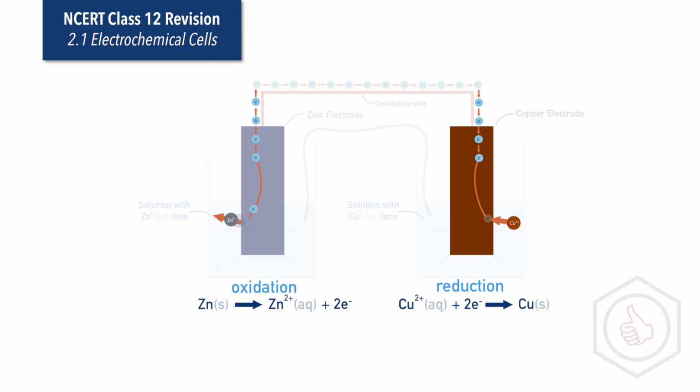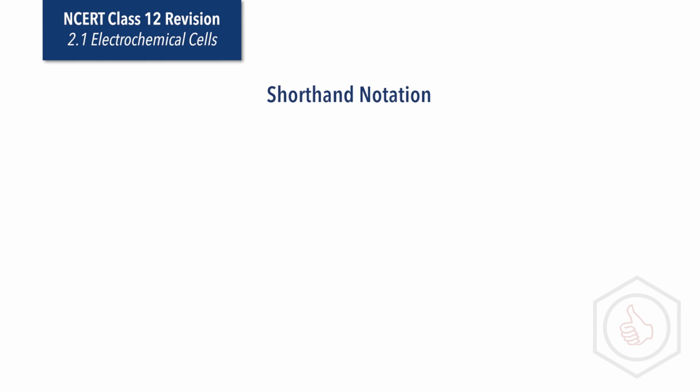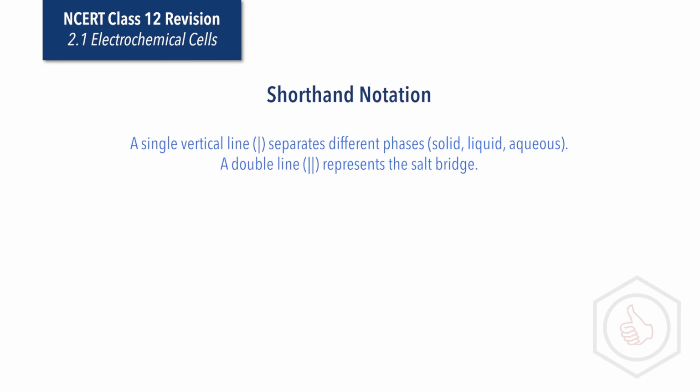The salt bridge maintains charge balance by allowing ions to move between the two half cells. This prevents charge buildup, which would otherwise stop the redox reactions from occurring. In electrochemistry, cells are written using a shorthand notation. A single vertical line separates different phases, solid, liquid, and aqueous, and a double line represents the salt bridge, separating the two half cells.